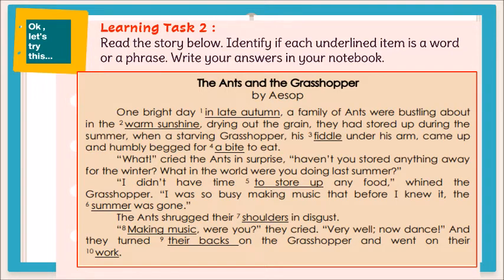The Ants and the Grasshopper, by Aesop. One bright day in late autumn, a family of ants were bustling about, in the warm sunshine, drying out the grain they had stored up during the summer, when a starving grasshopper, his fiddle under his arm, came up and humbly begged for a bite to eat.